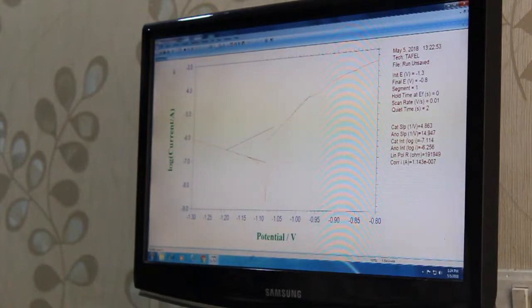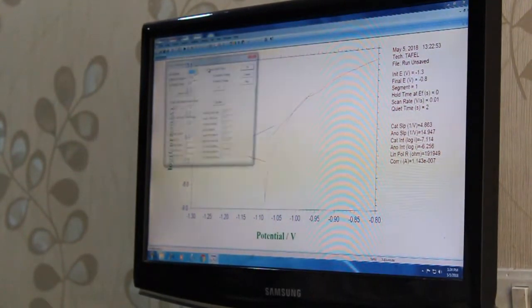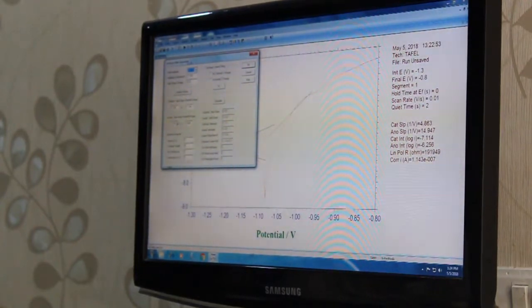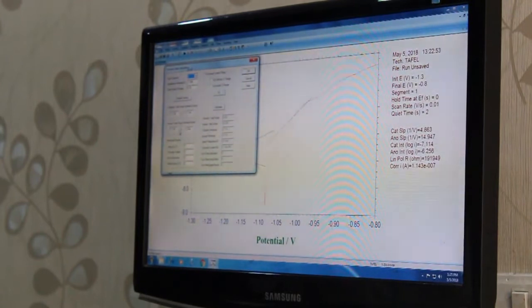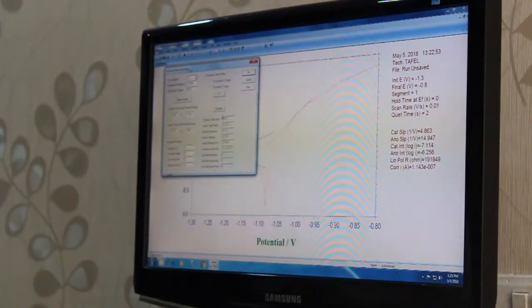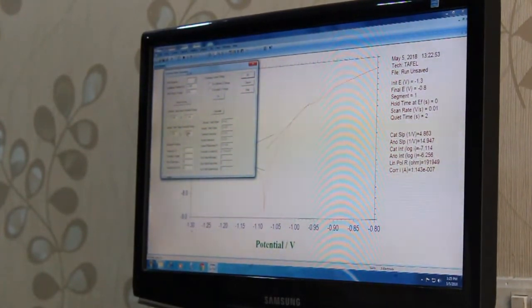Okay, let me check that. So what I do is analysis, special analysis. There is a number I may have to change, 1.01 to 1.0.